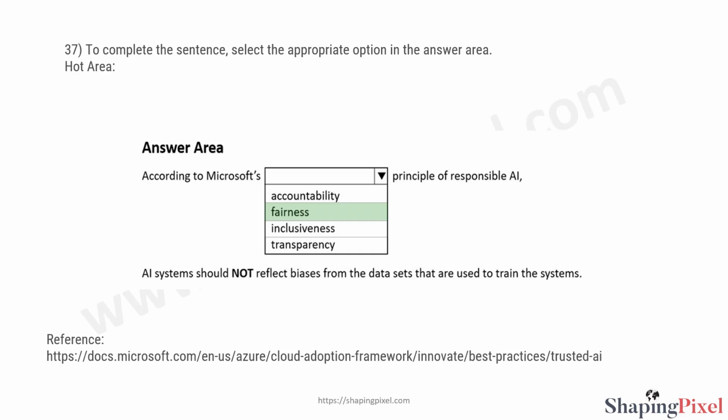According to Microsoft's fairness principle of responsible AI, systems should not reflect biases from the data sets that are used to train the systems.